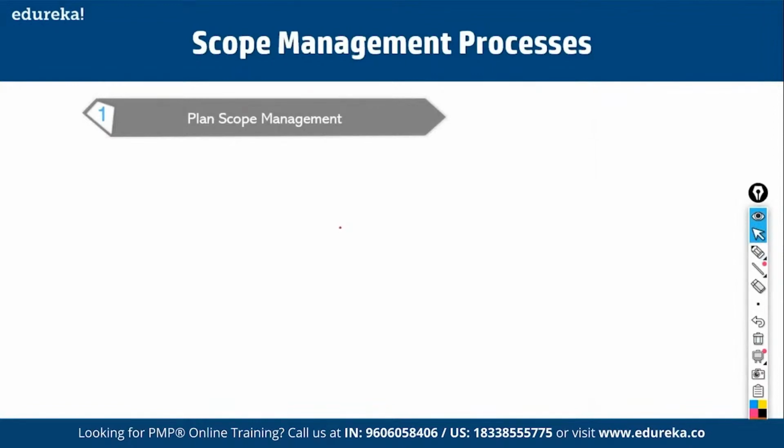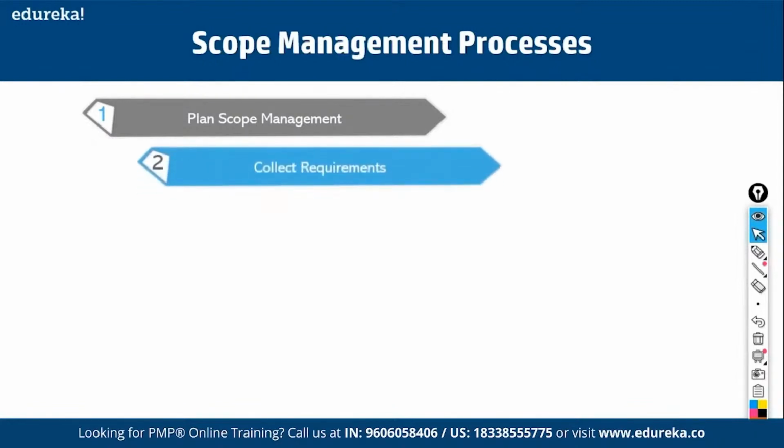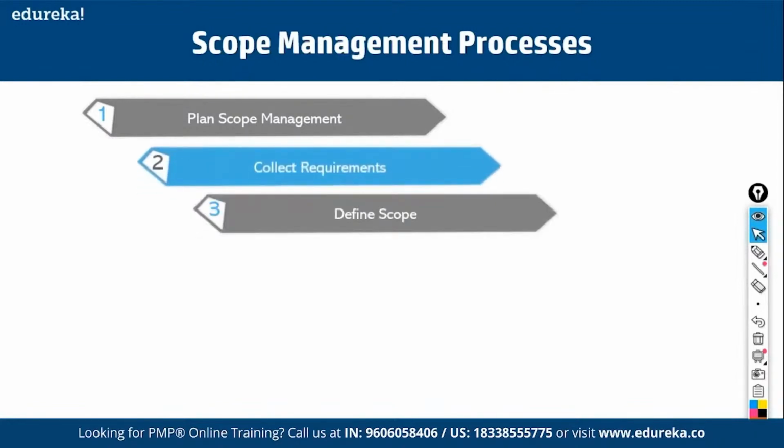I call that a knowledge area. So how do you plan for scope? These are all the processes we need to perform. First, we have to plan for scope management, right? Then we have to collect requirements. Then based on the requirements, we have to define scope. What are requirements? Requirements are what the customers expect to find in a product. Then based on the requirements, we define scope.